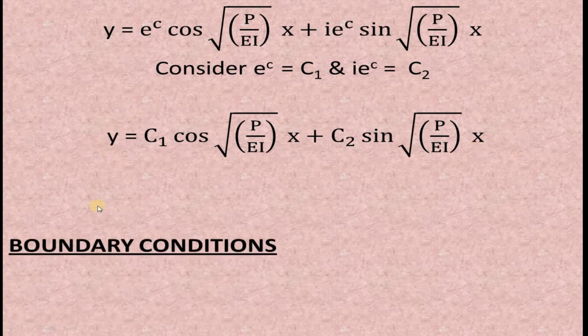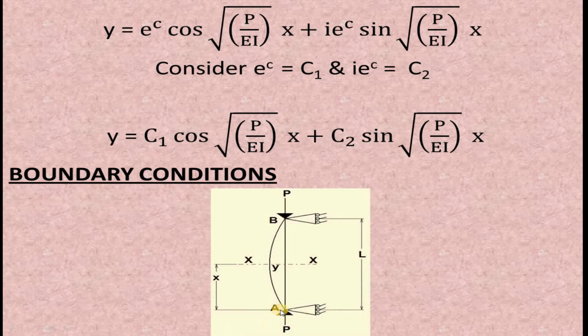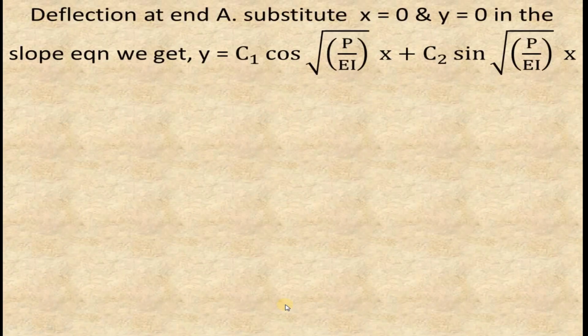Now we look into the boundary conditions, that is deflection at end A and deflection at end B. First we will see deflection at end A. Basically, deflection at end A will be 0, that is y is equal to 0, and length of the column at end A will be 0, that is x is equal to 0. Therefore we can say that x equal to 0 and y equal to 0 at end A. Okay. So now we will substitute x equal to 0 and y equal to 0 in this slope equation. By substituting, this y will be replaced by 0 and this x will be replaced by 0.